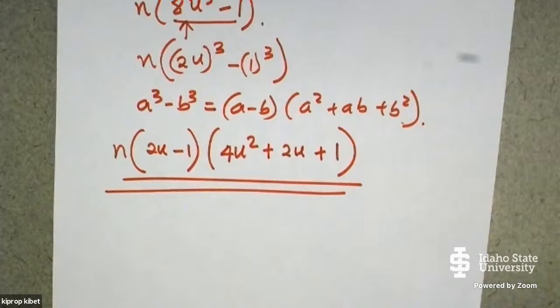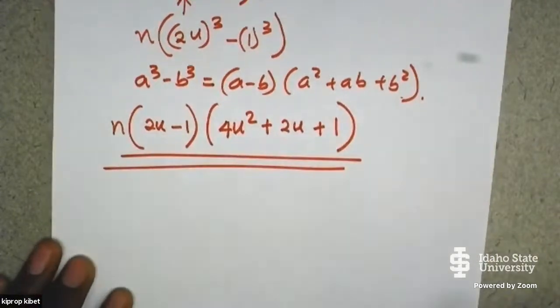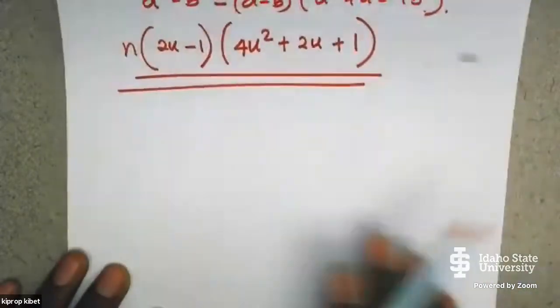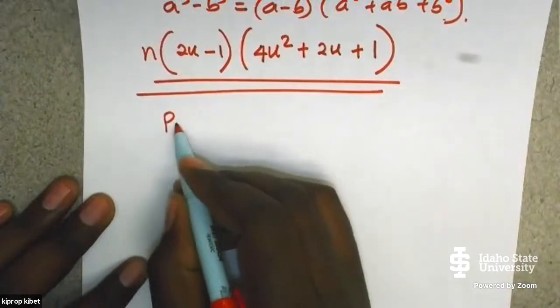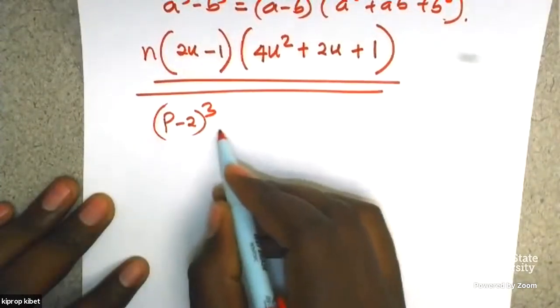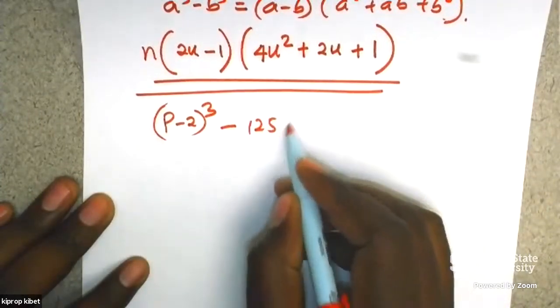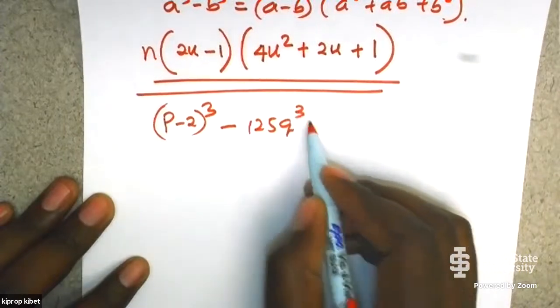Any question? Still have 2 minutes. We can do one. (p minus 2) cubed minus 125 q cube.